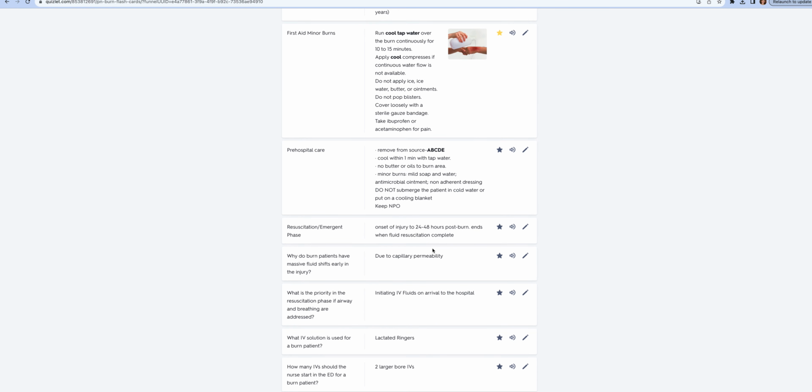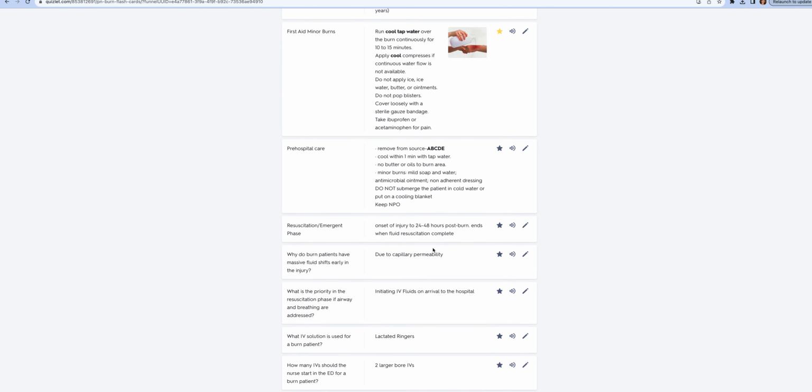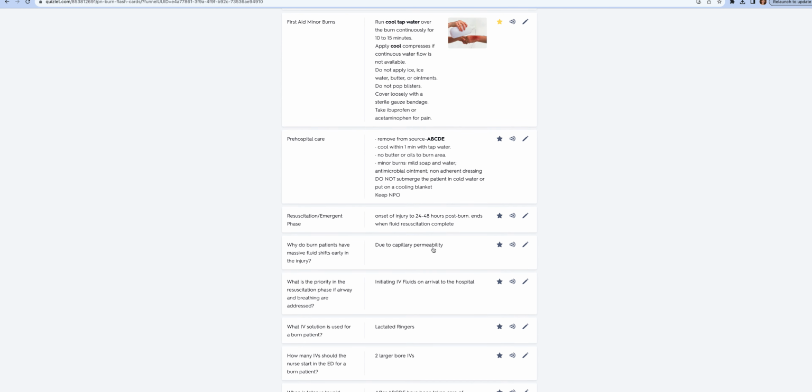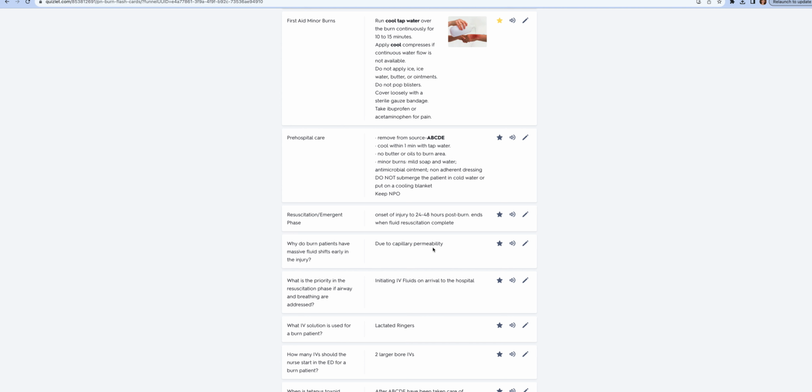All right, the emergent phase. It starts at the start of injury and goes for about 24 to 48 hours. There's going to be massive capillary permeability because when somebody has a burn, there are local changes that happen, but there's also a systemic change in the body. The body undergoes a massive inflammatory response, so they're under a lot of stress.